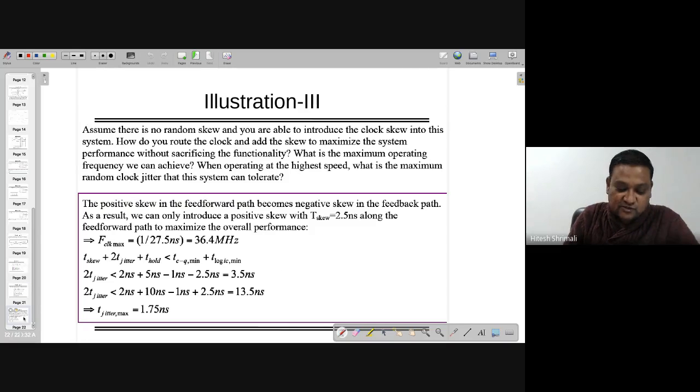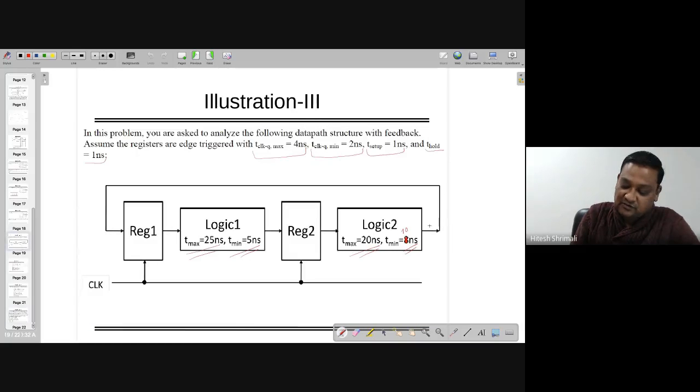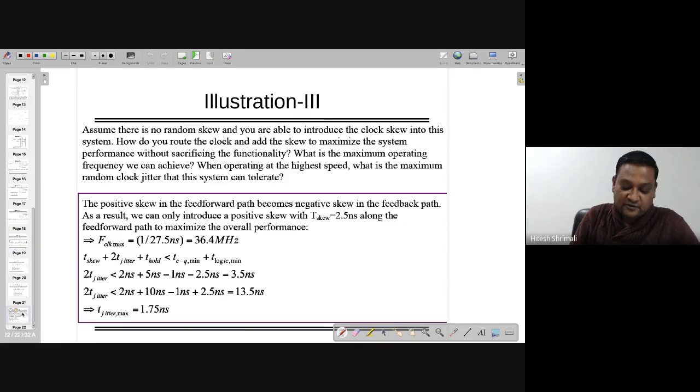Now this must be the last question. Assume there is no random skew and you are able to introduce the clock skew into this system. How do you route the clock and add the skew to maximize the system performance without sacrificing the functionality? Okay, so the positive clock skew will be coming there because of the feedback path. You can't avoid it. In that case, you will have the skew, but because of the feed forward path, you will have the negative skew in the system, as we have already seen with the theory.